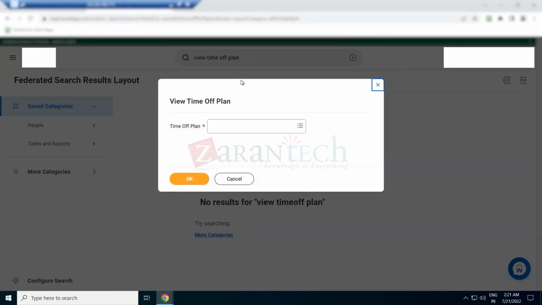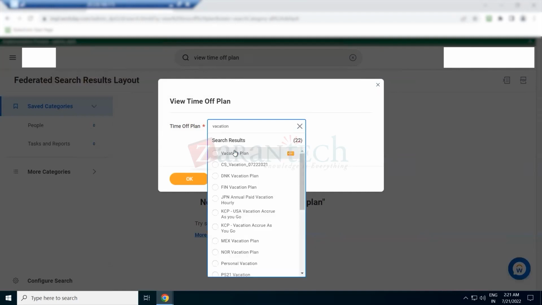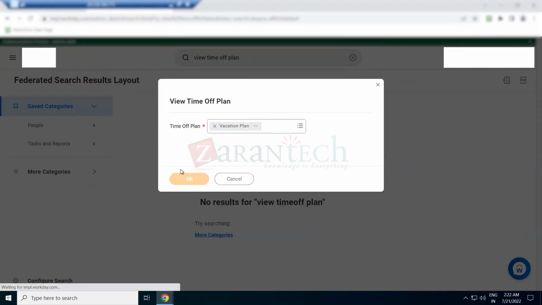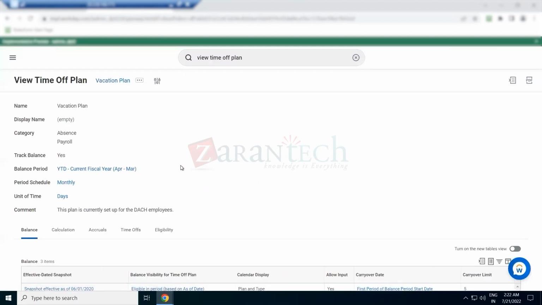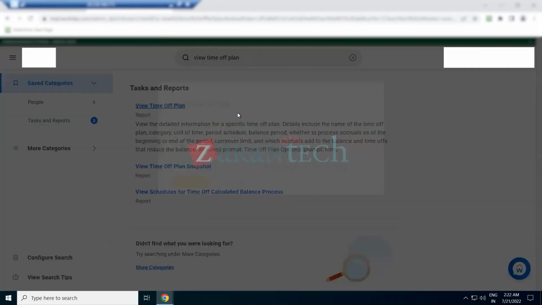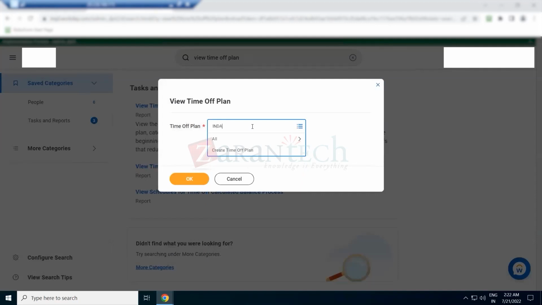So first thing, let's open any given time off plan. The first thing I would do is vacation. Vacation is always an easy plan. One of the easiest countries to configure vacation is India. India is one of the easiest countries to work on in terms of vacation. It is not like that over here. I'll open IND. Sick plan they have. Vacation.